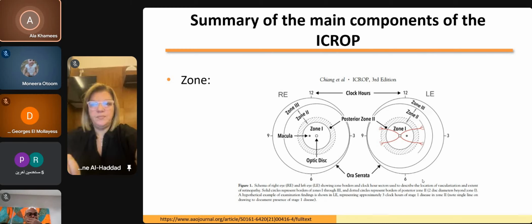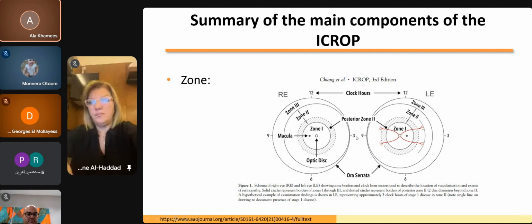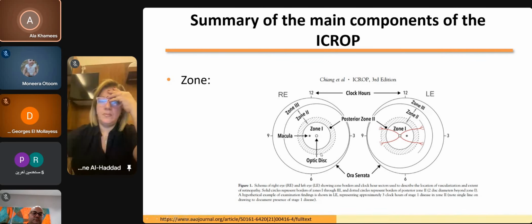Zone 2 is an area extending from the edge of zone 1 temporally to the nasal ora serrata. And zone 3 is the remaining temporal crescent of the peripheral retina. By clinical examination, we can define zone 1 by centering the 28 diopter lens around the optic disc, and you can say that's the zone 1 that you are seeing with your 28 diopter lens.